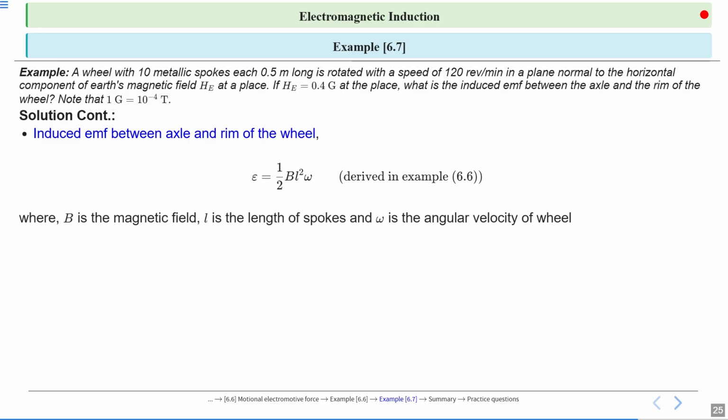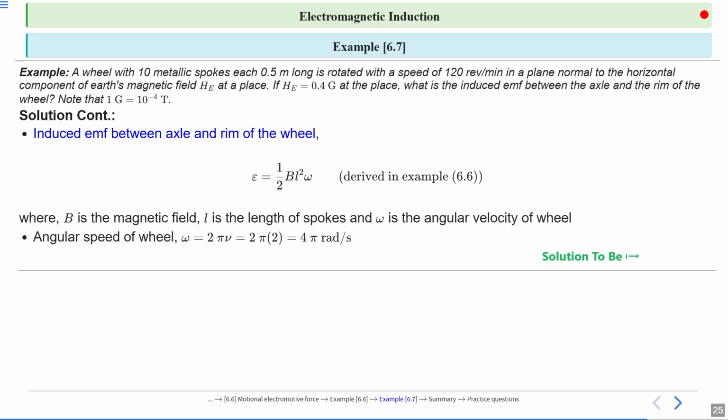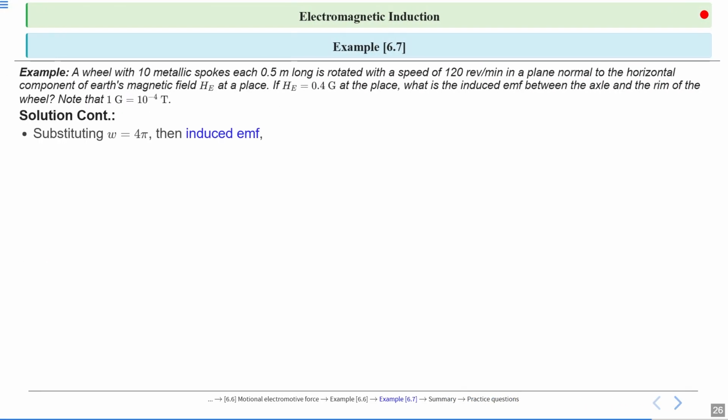Where B is magnetic field, L is the length of the spokes, and omega is the angular velocity of the wheel. So angular velocity of the wheel we will calculate. We know the frequency. So omega is equal to 2 pi nu, 2 pi into 2, which is equal to 4 pi radian per second. So substituting omega equal to 4 pi, the induced EMF will be equal to half BL square omega, half into BL square into 4 pi, which is equal to 2 pi BL square.